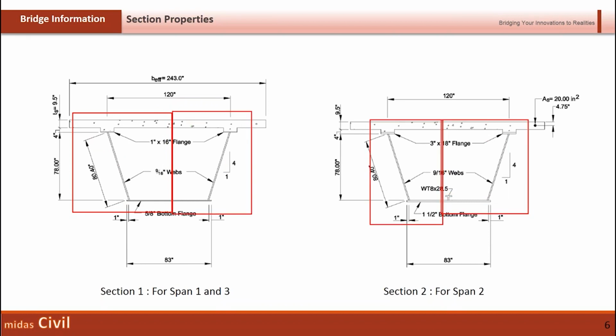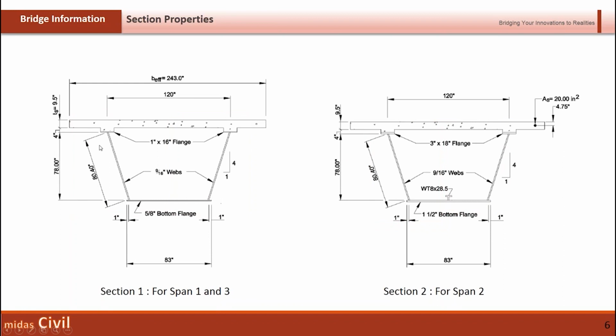So what we'll do in MIDAS Civil is create tub sections with a slab, and we'll use the wizard to go about the modeling. And these are the 2 sections. For spans 1 and 3, we are having this kind of a section. For span 2, I'm having the second type of section that you're seeing here.